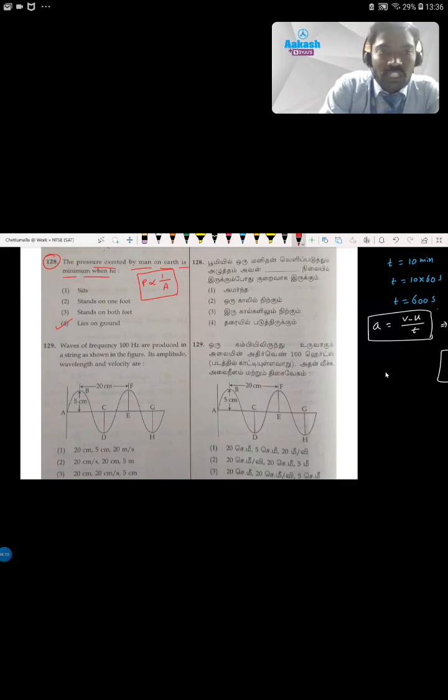Next, question number 129. Have a look at the question. Waves of frequency 100 Hz are produced in a string as shown in the figure. They are asking to calculate its amplitude, wavelength and velocity, students. If you look at the diagram, we can directly say the amplitude is 5 centimeter. And with the amplitude information itself, you can directly select option 4 as the correct answer.